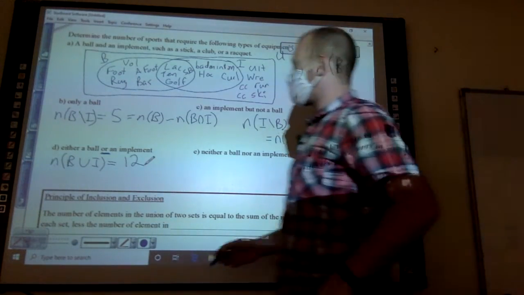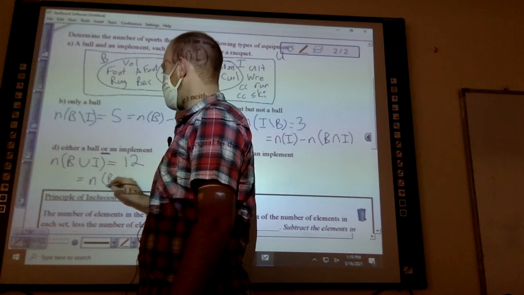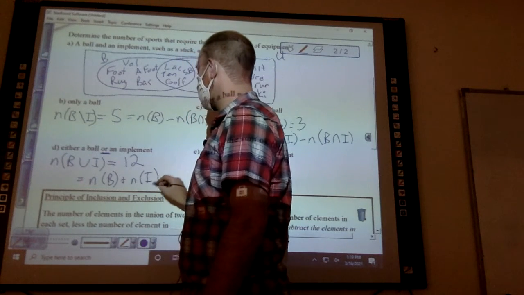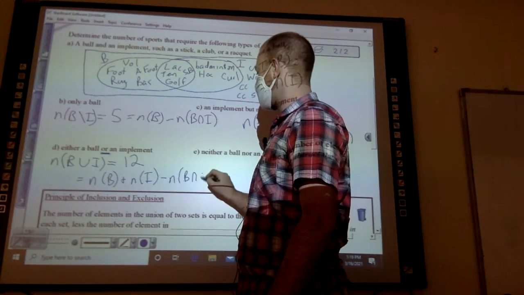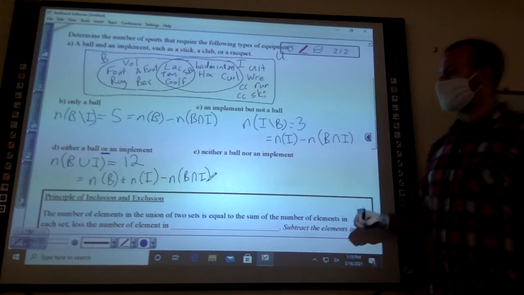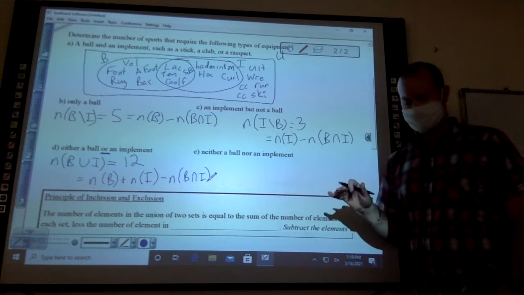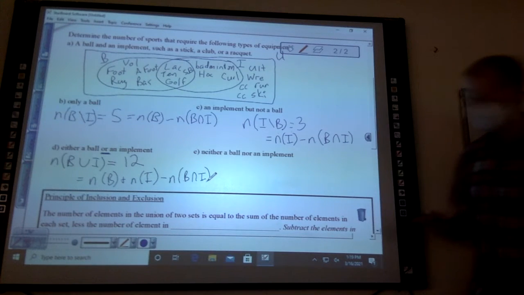Again, for future reference, this is the number in B plus the number in I minus the number in B and I. This is going to be such an important equation, it's got its own special box down below, because you're going to see this equation a lot.